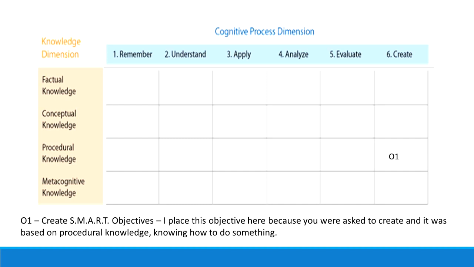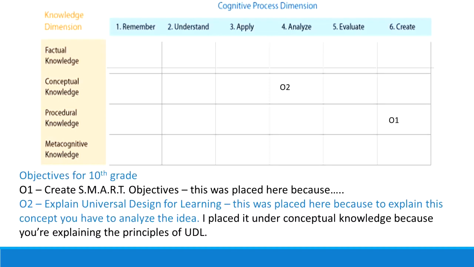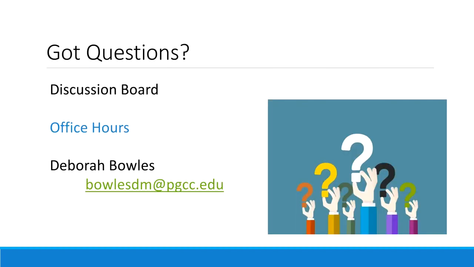So remember, your homework should look something like this, telling me what grade level you're looking at, your objective 1, and then spelled out, and then your objective 2, and then explaining why you placed it where you placed it. So again, if you have any questions, know that you can post them on the discussion board.